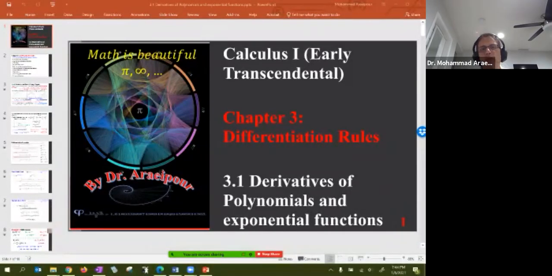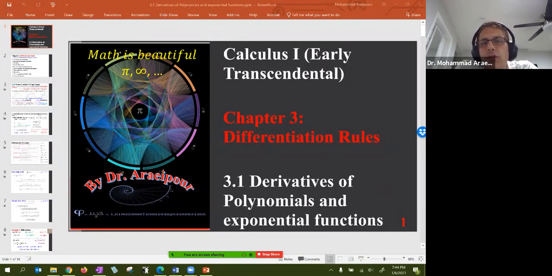Good evening, class. We are looking at chapter 3, differentiation rules. Section 1 is about derivatives of polynomials and exponential functions.